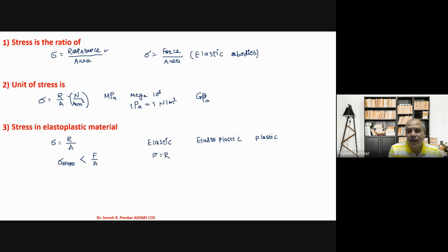If I talk about resistance, then in elastic, F is equal to R. Then in elastoplastic, R is always less than F, and in plastic, R is equal to 0. And therefore in the elastic case we get sigma equal to R by A equal to F by A. In elastoplastic, sigma is equal to R by A, and this is less than F by A, and in plastic sigma is always 0. So we have to keep that in mind.